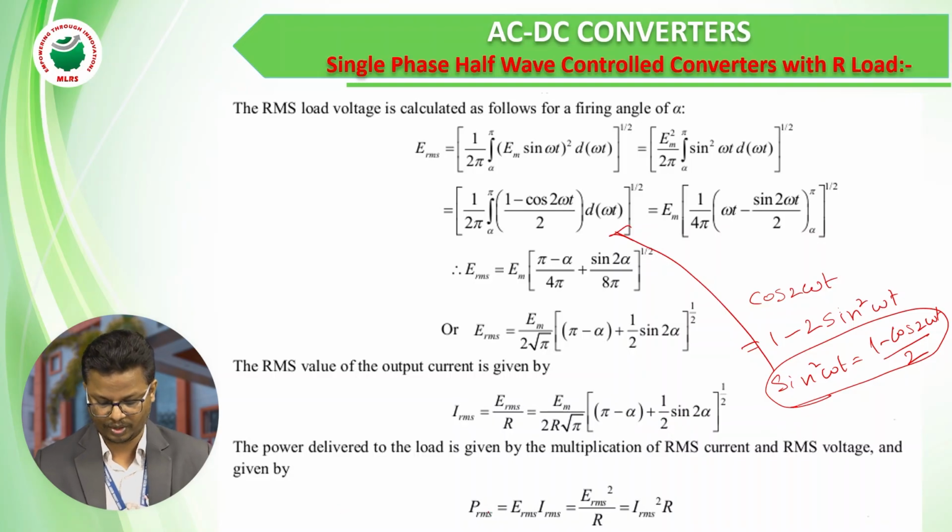And here the power P_RMS equal to E_RMS into I_RMS. So we know the E_RMS value and I_RMS value. By substituting them, we get the value. Okay, so this is the concept of the single phase half wave controlled rectifier. This is the basic circuit which converts AC to DC.